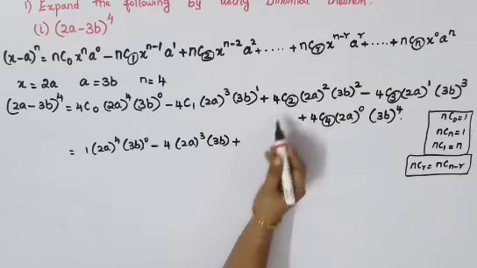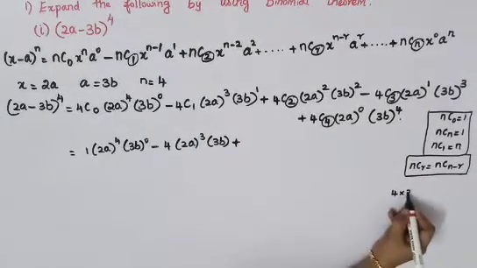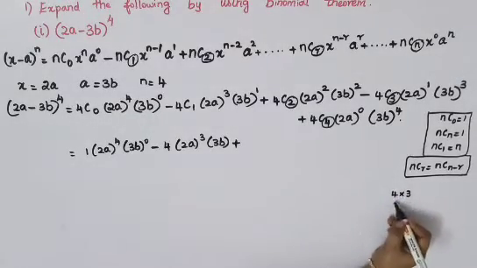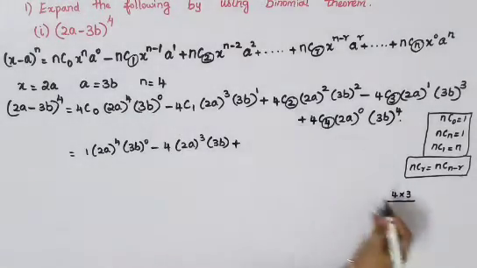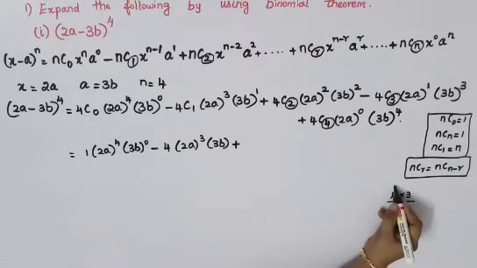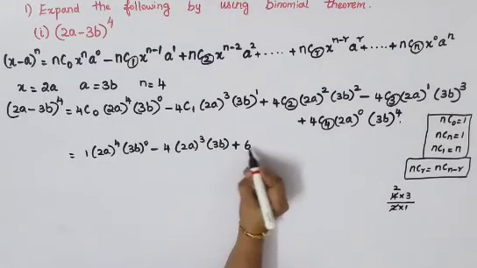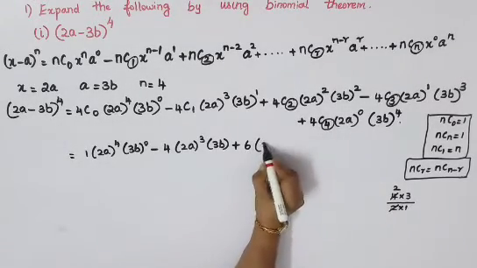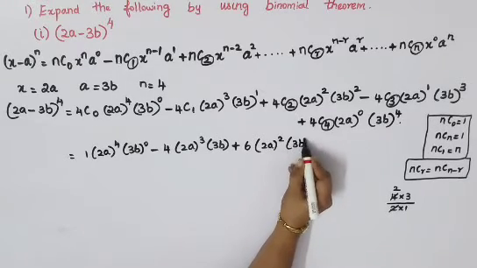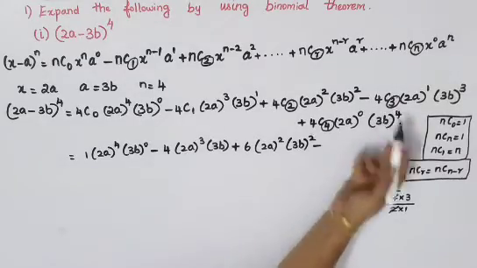Now 4C2 is there, so I'll just write it here, 4C2, 4 into 3, 2 values. Okay, since 2 is there, so write 2 values divided by starting from 2. So 2 into 1. So this and this you can cancel, you will get 2, 2 3s are 6. So your 4C2 is 6 into (2a) the whole square into (3b) square minus 4C3 is there.